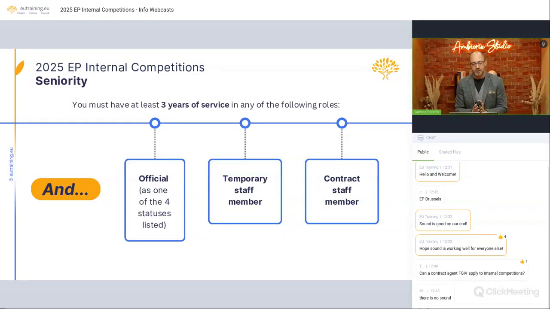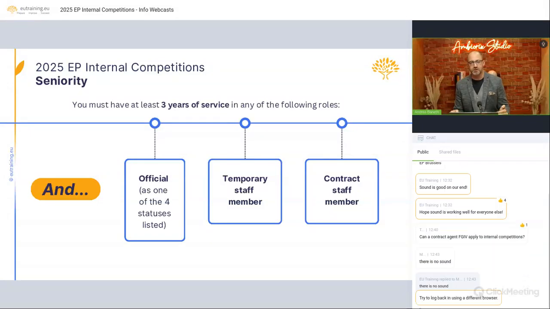One important thing in all of this is that you need to have at least 3 years of service. So you cannot be a complete newbie to be eligible for any of these competitions. You need to have completed a certain number of years of work experience, either as an official, as a temporary staff member, or contract staff member. So that is your past, and that you need to provide evidence for, which likely exists in the system already. And the point here being is that you cannot be a very new recruit without having that professional history that you can demonstrate.